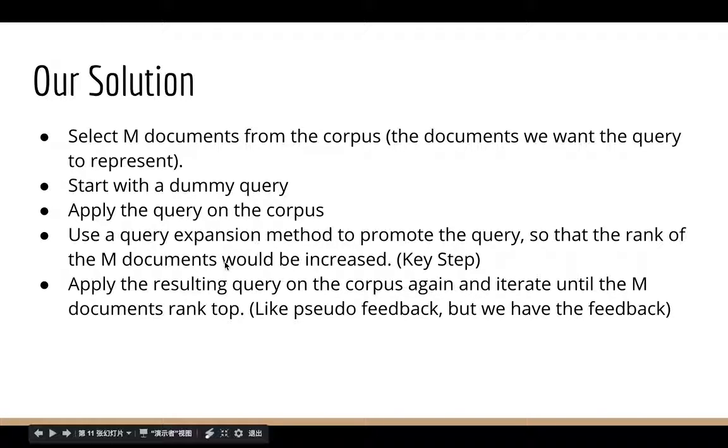This is the key step, and this is where most of the problems occur, and I will go into more detail in the later presentation. And then we apply the resulting query on the corpus again, and iterate until the M documents rank top. This is kind of like a pseudo feedback, but in this case we have the feedback, which is the target M document. So we keep doing this iteration until the query that we have gives us a result in which the M documents rank the top M in the entire result space.